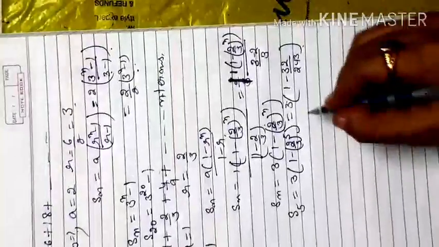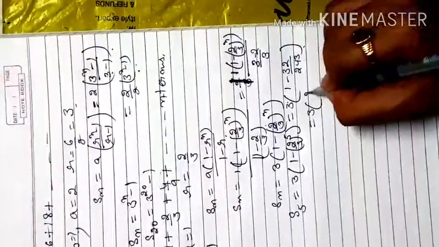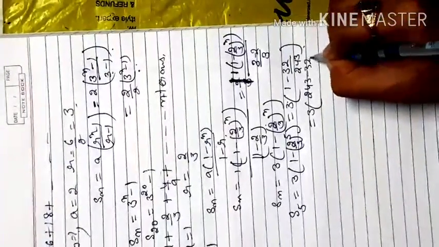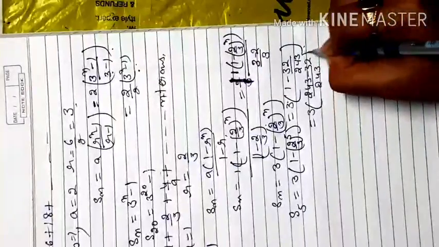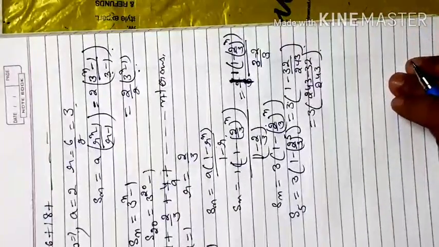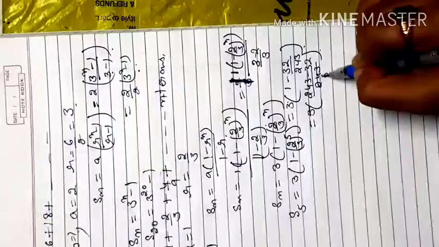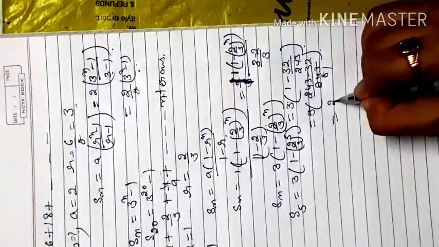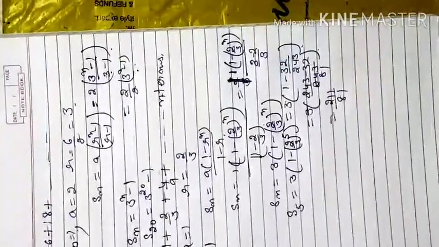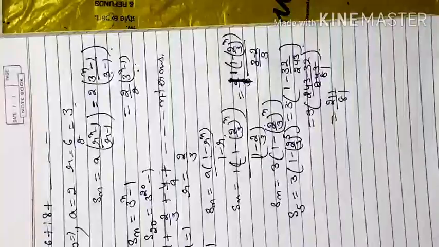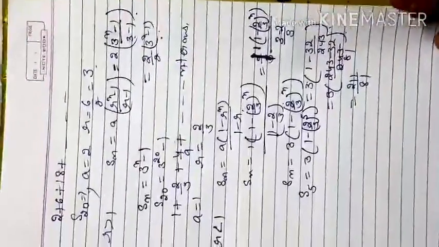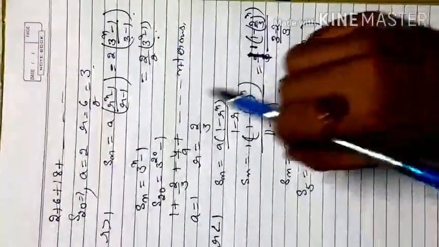Now when you take the LCM, 3 into 243 minus 32 by 243. So 3 cancels with 243, giving me 81. My required answer is 211 by 81. So these are the two conditions. I solved two different types of questions in the series.